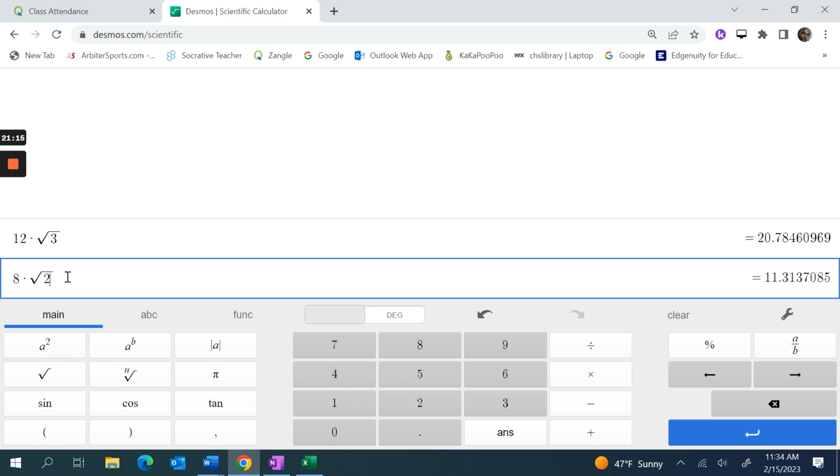Zoe Adams, go ahead, type that into your calculator. 8 times the square root of 2. Isaiah, go ahead and do it. It's okay. It's good. Alondra, I like how you're doing it right now.